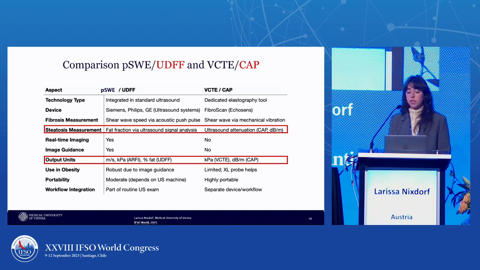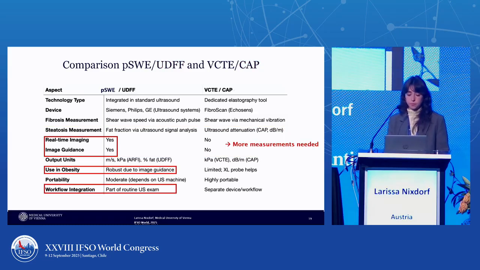In the FibroScan, you measure the attenuation of the ultrasound waves, and in the ultrasound-derived fat fraction, you measure speed, contribution, and attenuation. And then you will have a result in percentage, like the percentage of fat the liver contains. These newly developed methods could have some advantages.